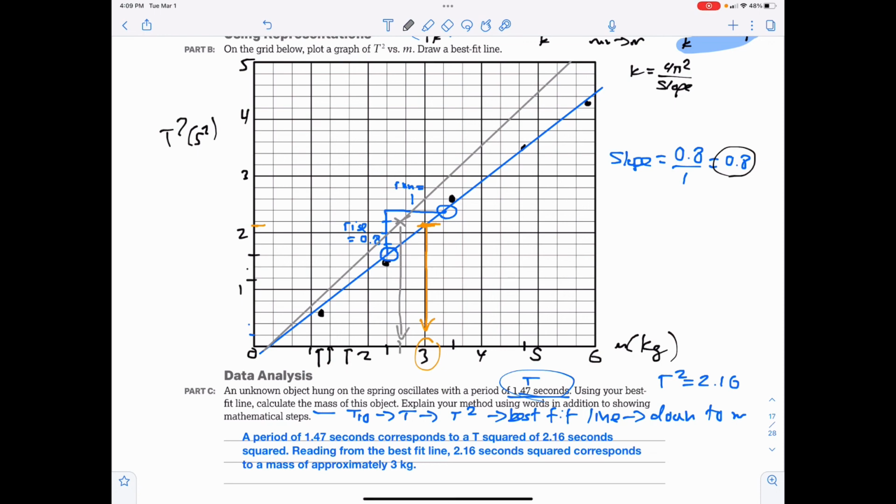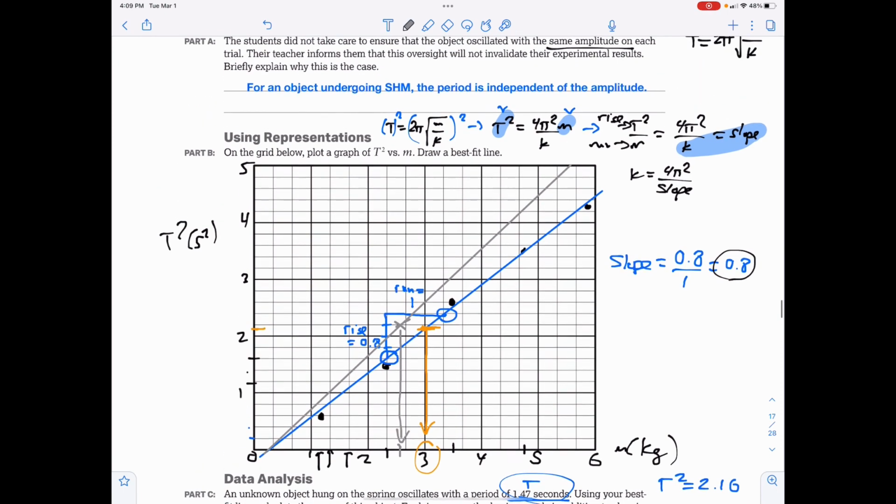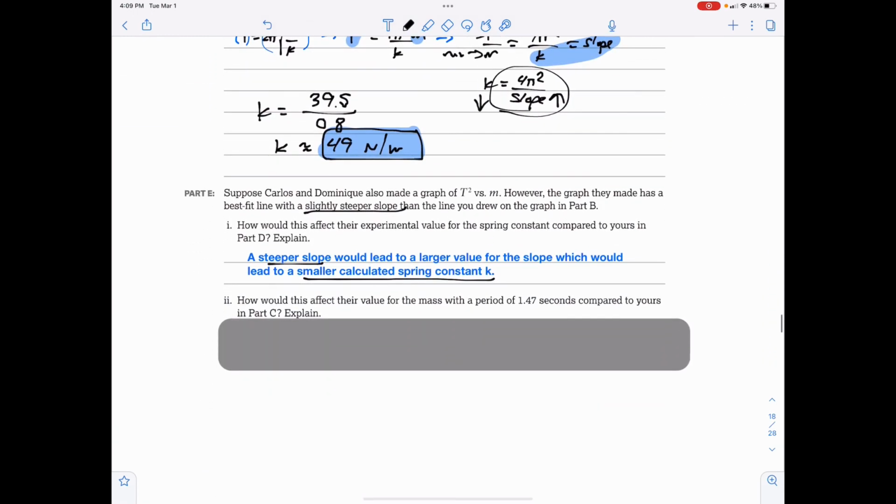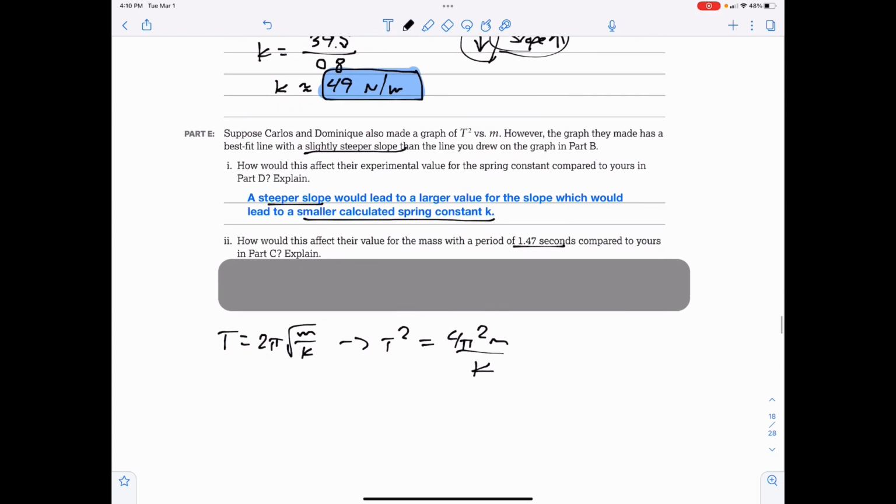That should make sense because if you go to your equation, T is equal to the square root of 4 pi squared m over K. If the period is the same, but the spring constant is now less, I'm going to solve this equation. So we get T squared equals 4 pi squared m over K, and I'm going to solve this for m, for mass. So to solve for mass, I've got K T squared over 4 pi squared.